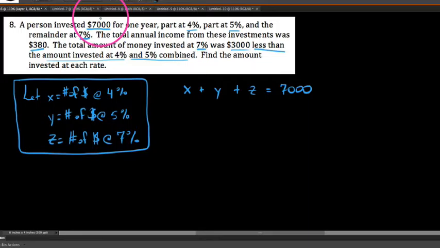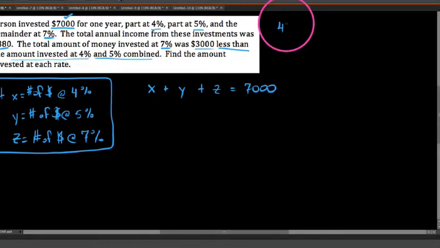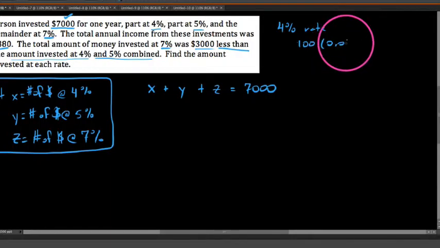So now that we've accounted for the 7,000, one thing that I do want to talk about in this problem is that it says that the total annual income from these investments was $380. So in terms of income from investments, the way this works is essentially if I give you a 4% rate, what we're saying is for every $100 you invest, say for instance, what I'm going to do is I'm going to give you 4% of $100.